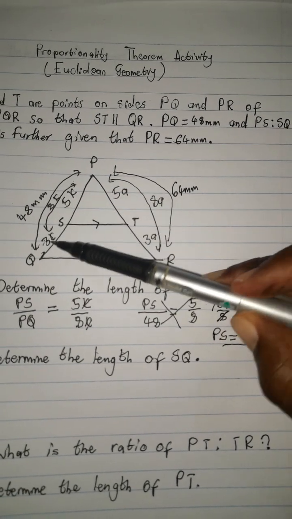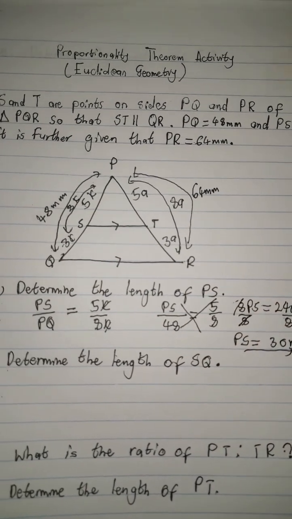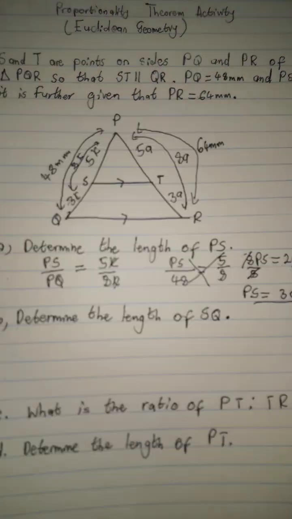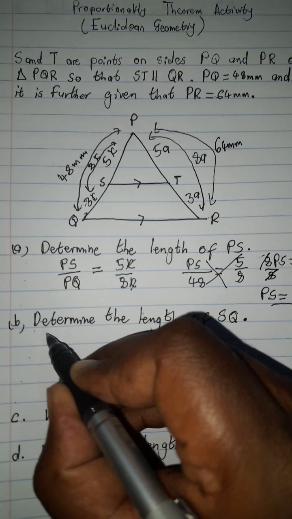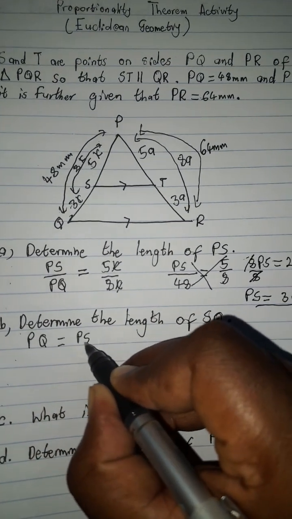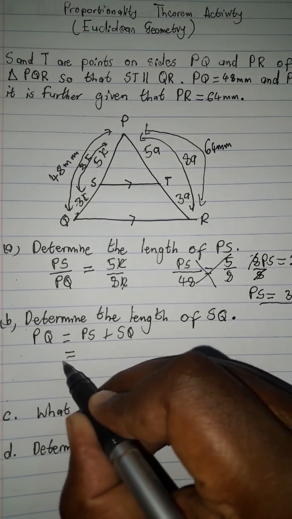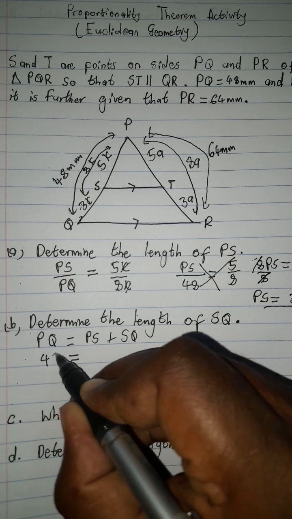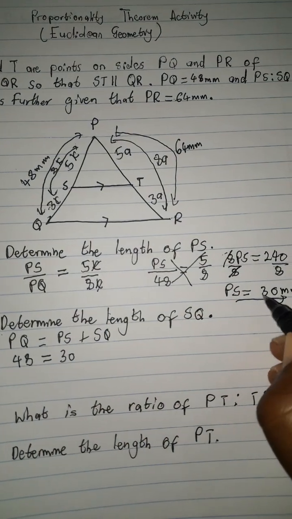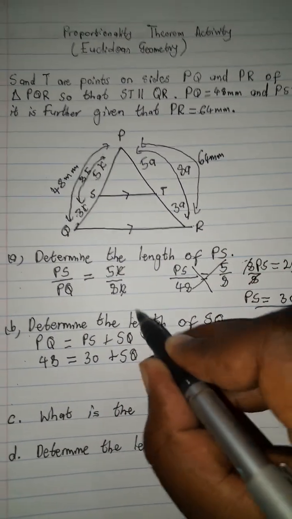Now the remaining part is to find SQ. Well, guys, to find SQ, I advise that you must be very careful. Remember that PQ is formed by PS plus SQ in this case. Since PQ is given as 48, and we already calculated in our previous question that PS is 30, we'll say 30 plus SQ. Or you can follow the same procedure, and you're still going to get SQ.